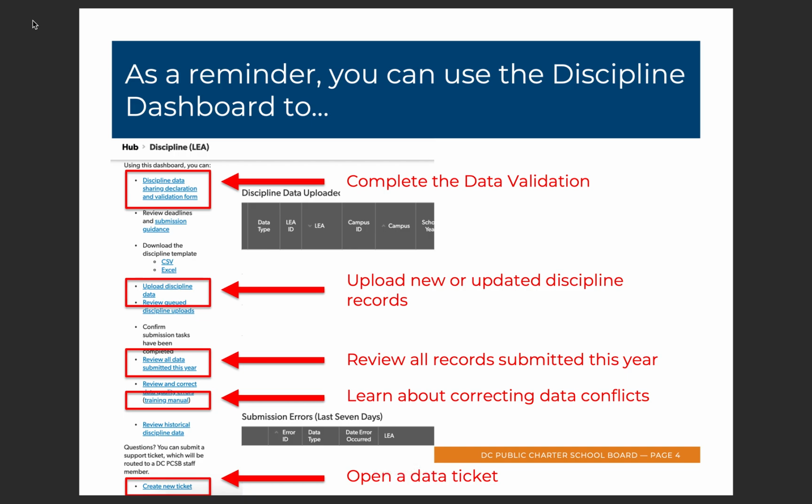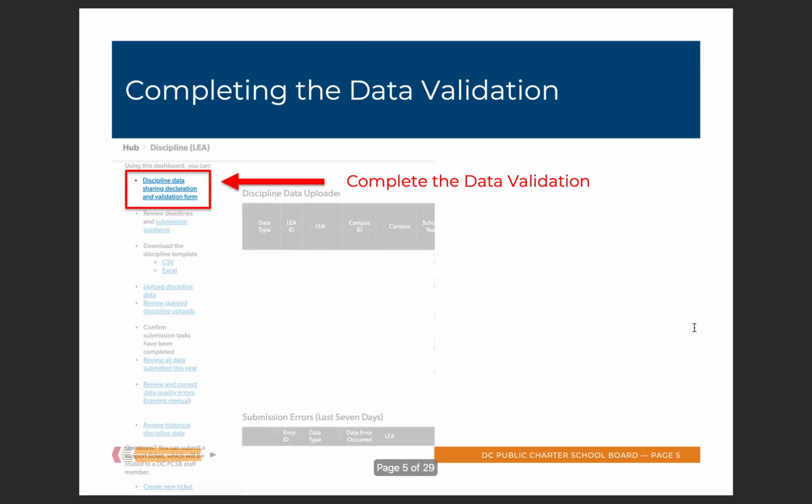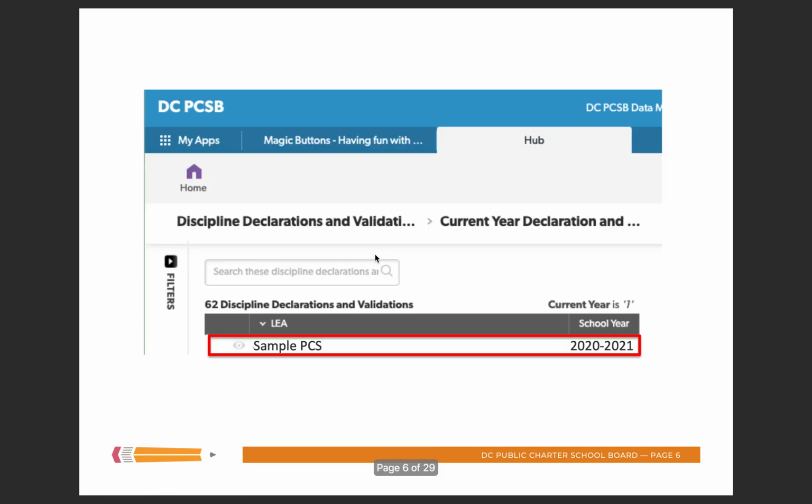As a reminder, there are a number of tasks that you can complete using the discipline dashboard. You may upload new or updated discipline records, review all records submitted this year, learn about correcting data conflicts, or open a data ticket. However, in this video, we will be discussing completing the data validation. So, you'll want to click on the link on the left-hand side for Discipline Data Sharing Declaration and Validation Form.